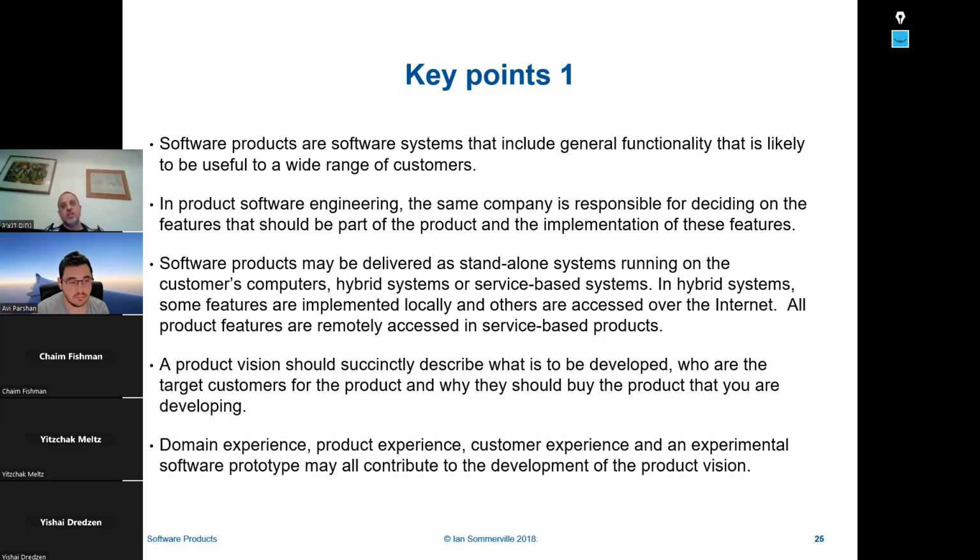Software products may be delivered as standalone systems running on the customer's computers, or as hybrid, or as service-based. In hybrid systems, some features are implemented locally and others are accessed over the internet. All product features are remotely accessed in service-based products. A product vision should succinctly describe what is to be developed, who the target customers for the product are, and why they should buy the product you are developing.